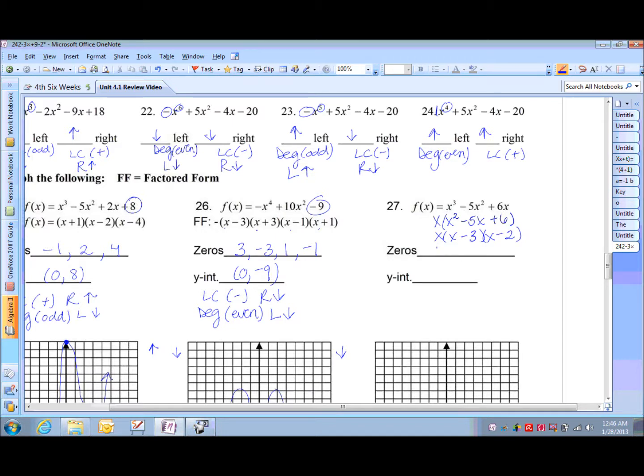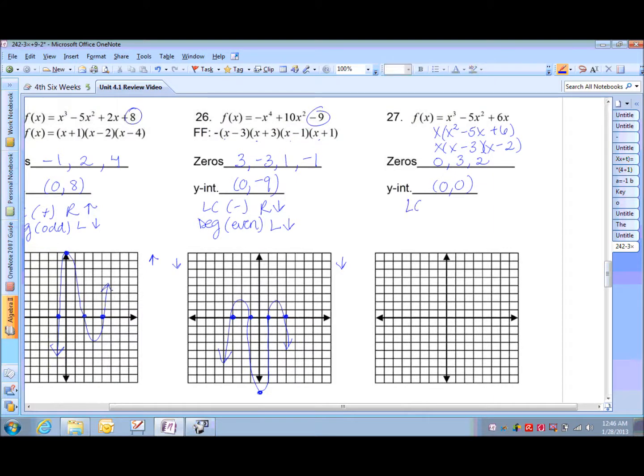So our zeros here are 0, because if you plugged in 0 for x, this whole thing would be 0, 3, and 2. Our y-intercept, if you plugged in 0 for x to get your y-intercept, is going to be 0 also. Okay, our y-intercept is 0. Our leading coefficient is +1, so our leading coefficient is positive, so the right is going to rise. Our degree is 3 here, so it's odd. So the left tendency is going to be opposite from the right. So if the right's rising, the left is going to fall.